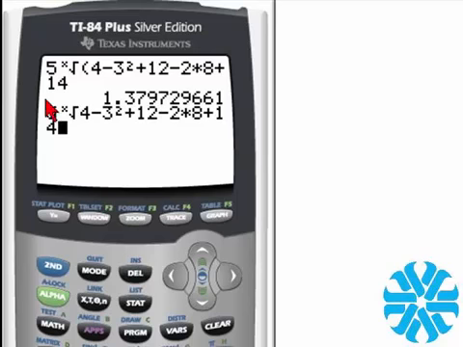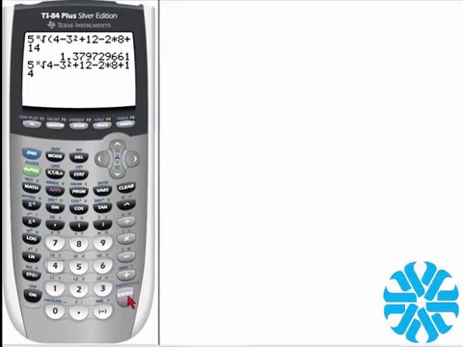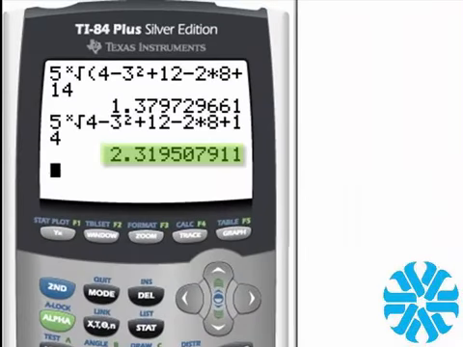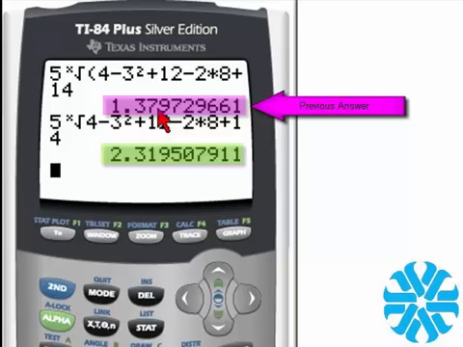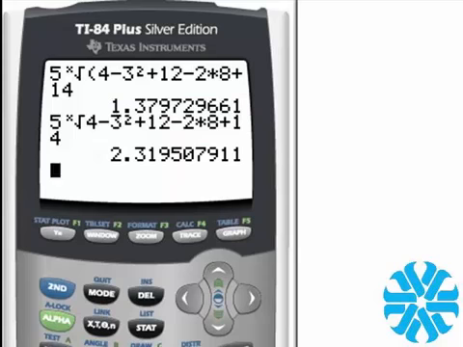Note that the order of operations will be used for this computation. So we're definitely going to get a different answer than what we have right here. So let's select enter, and there's our result. Completely different than our answer above. This concludes the video on computations of various roots.